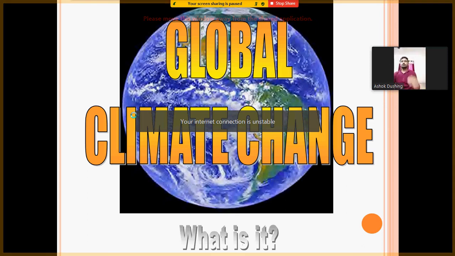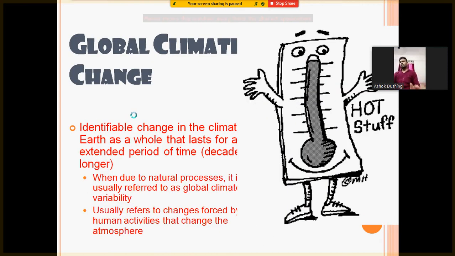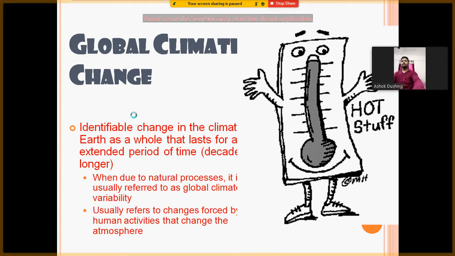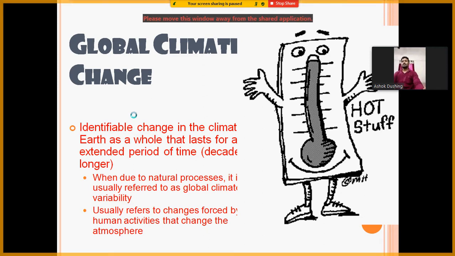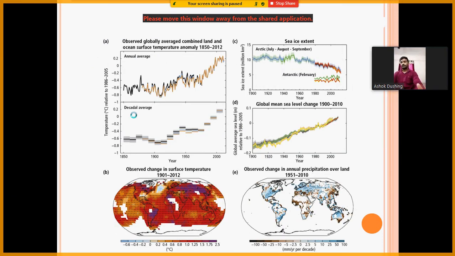So global climate change. What is global climate change? It is an identifiable change in the climate of the Earth as a whole that lasts for an extended period of time, decades or longer. When due to natural processes, it is usually referred to as global climate variability. Climate change usually refers to changes forced by human activities that change the atmosphere.